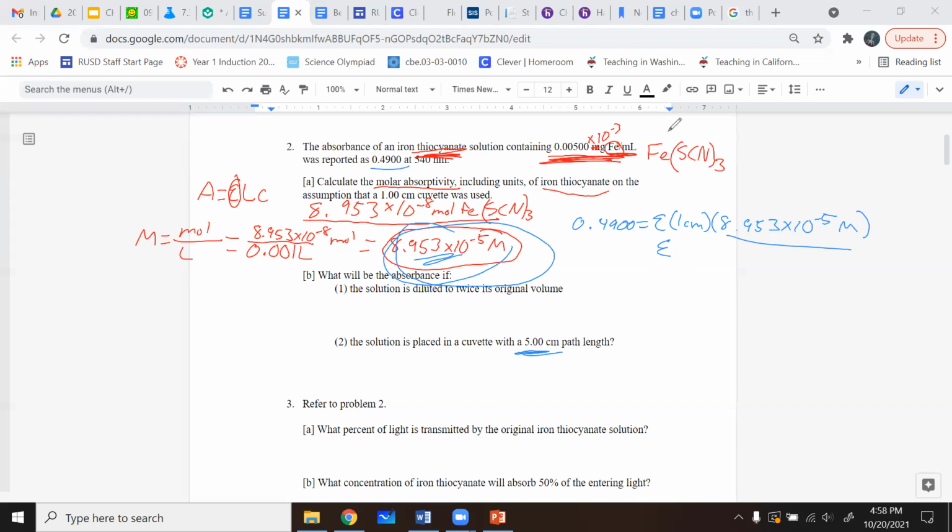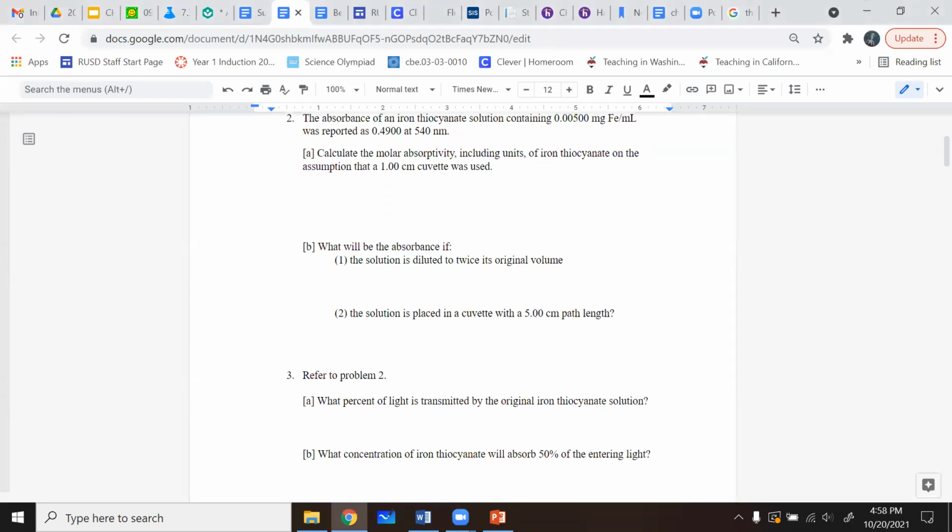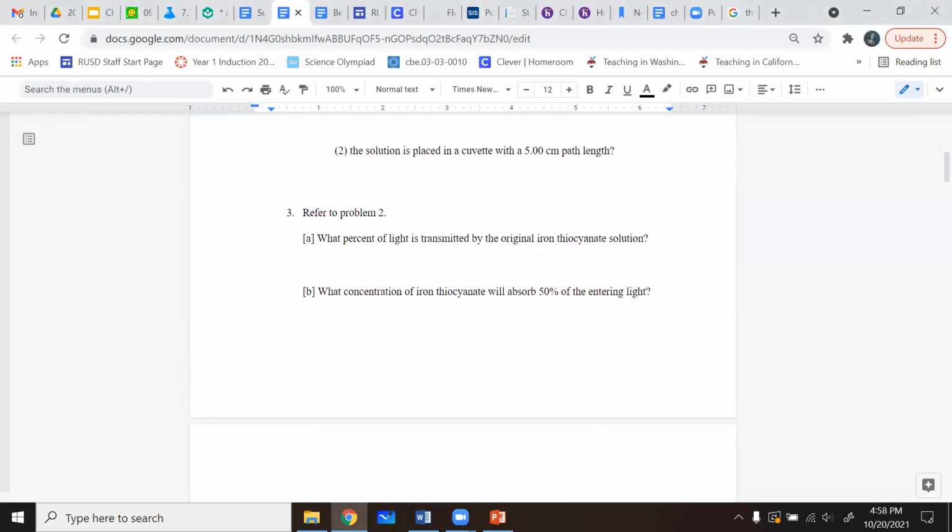So that one was a little bit hard. You had to do a lot of converting and assuming based on units. So let's move on to the next part. This asks you to refer to problem 2 again. So we're still dealing with that iron thiocyanate. It wants to know what percentage of light is transmitted by the original iron thiocyanate solution.